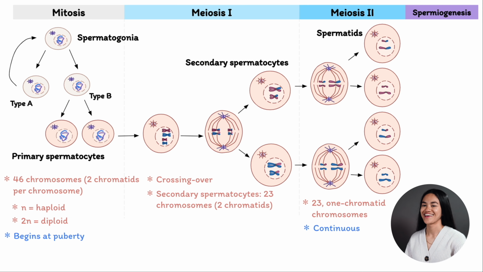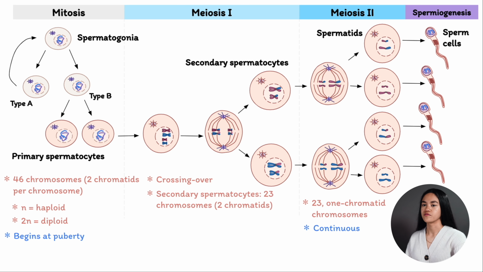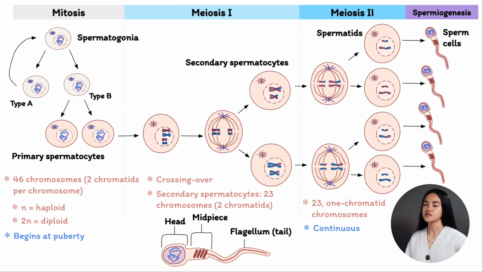Let's go through that. So, spermiogenesis is the process of differentiation of the spermatids into spermatozoa, sperm. This involves cell remodeling, DNA compaction, and elongation. Here's the structure of a sperm. We have the head, midpiece, and tail. The head consists of the nucleus. This contains DNA, the genetic information. The tip of the nucleus is covered by the acrosome.